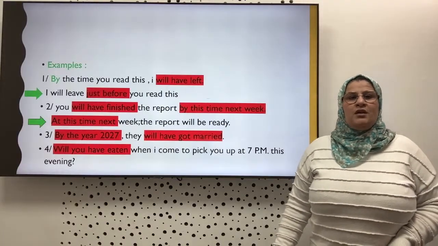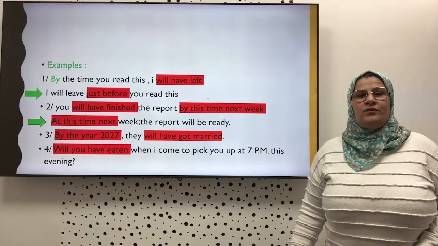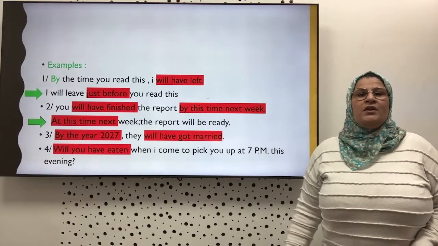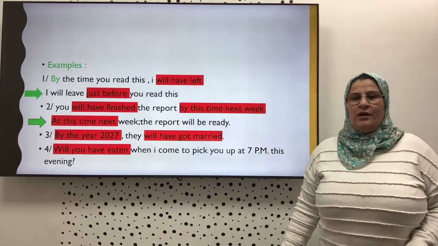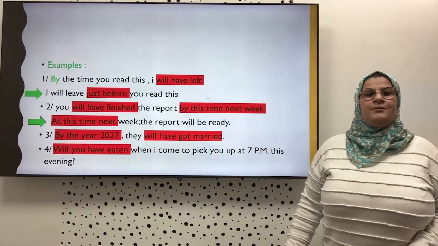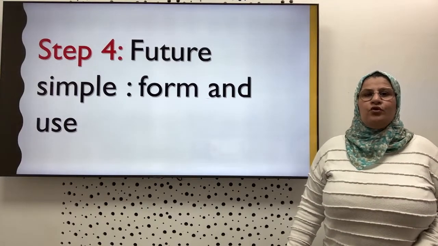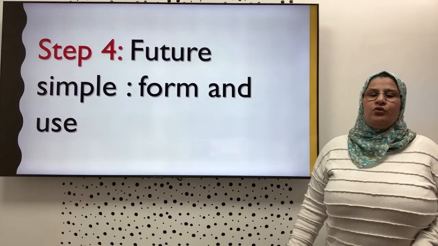Example number 3, by the year 2027, they will have got married. And number 4, will you have eaten when I come to pick you up at 7 p.m. this evening?